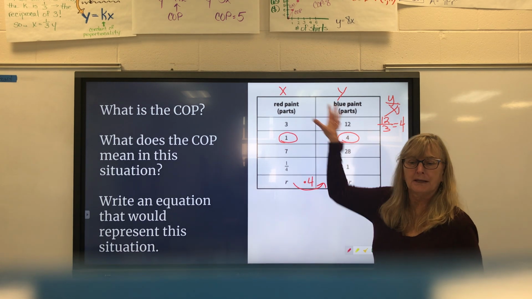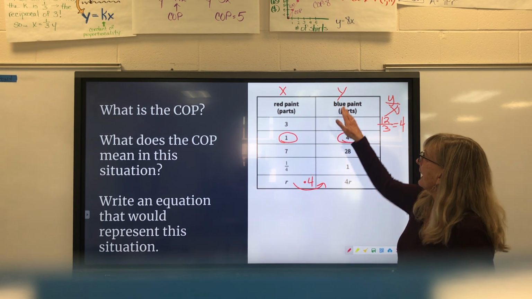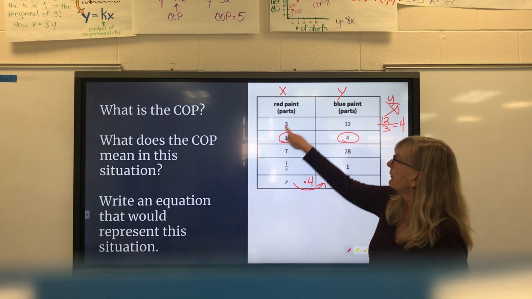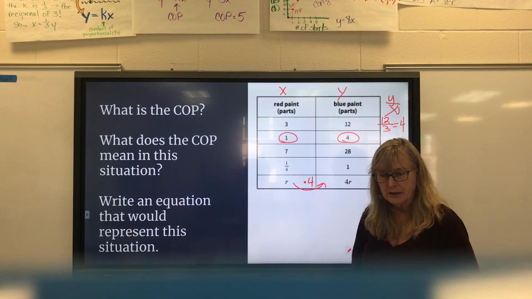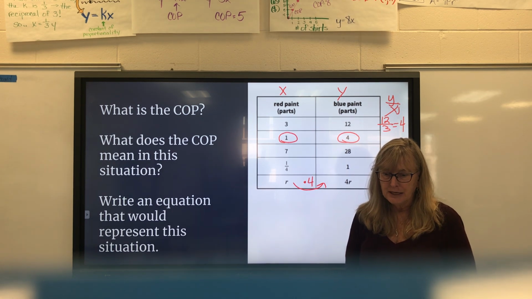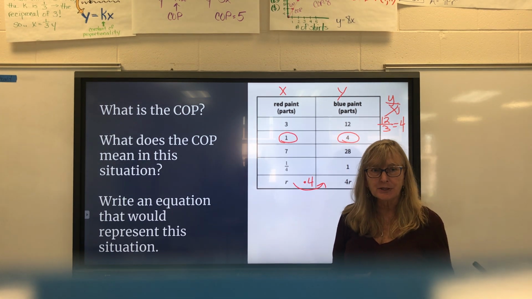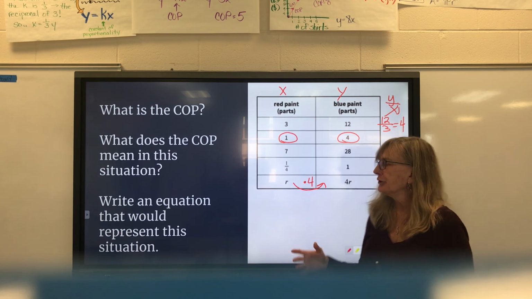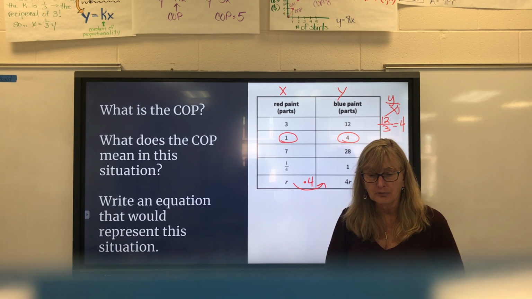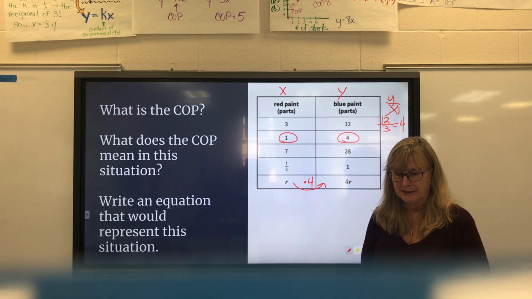This is a recipe for purple paint. You need 4 parts of blue paint for every 1 part of red paint. Okay? Now, whether we're talking cups, gallons, it doesn't matter. You're going to put 4 times more blue than you are red. That's what the 4 means.